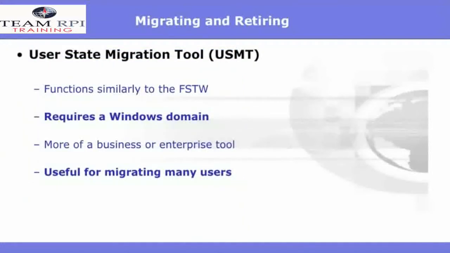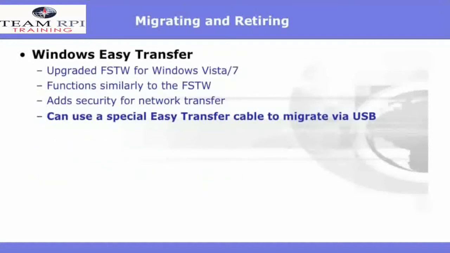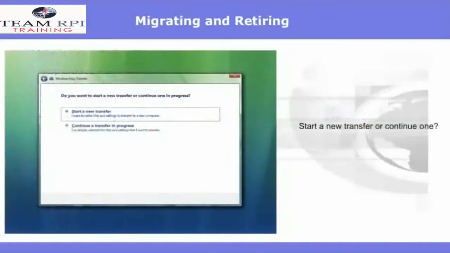In Windows Vista and Windows 7, you have a similar tool. It's called the User State Migration Tool. It requires a Windows domain, and it is extremely useful for migrating many users at a time. You can also use the Windows Easy Transfer. It retains all the form and function of the Files and Settings Transfer Wizard from Windows XP. However, now you have the option that you can use a special Easy Transfer cable to migrate via USB. To use the Windows Easy Transfer, we'll select Start a New Transfer.